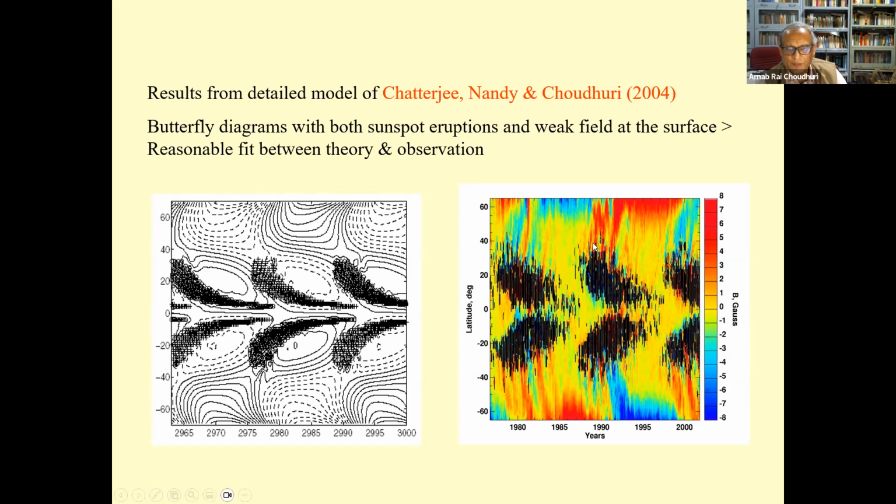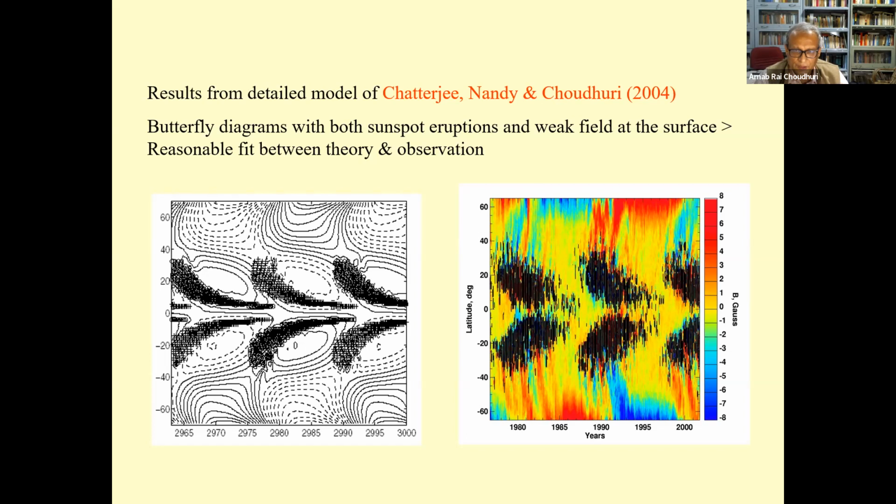So this figure, taken from our 2004 paper, was one of the first serious theoretical efforts to model this observational data. I hope you will all agree that it was a reasonably good theoretical feat. Anyway, this discussion hopefully has given you some idea of how one can use the flux transport dynamo to model some of the regular periodic features of the solar cycle.